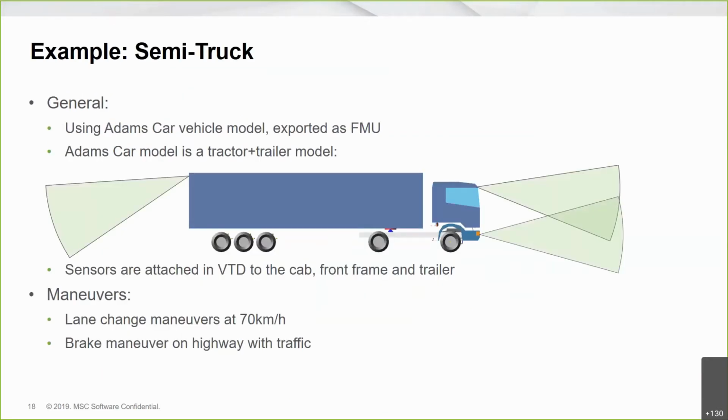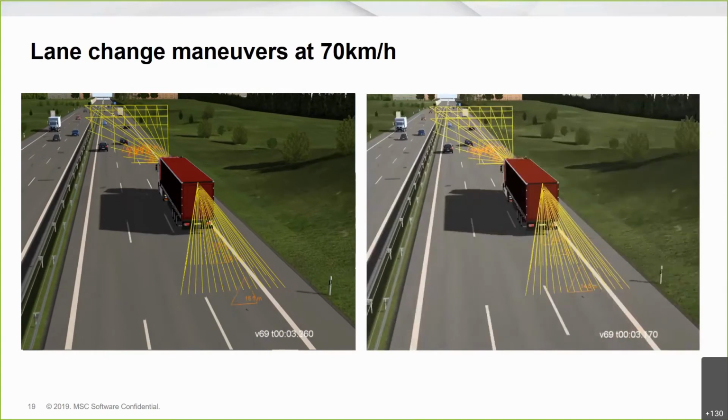So for the semi-truck example here, what we are doing is basically exporting the Adams Car truck model as an FMU, and we're importing that into VTD. So in this case, we're using the functional mock-up interface connection, and VTD is the master and the Adams Car model is the slave. And we're performing two maneuvers. The first is the lane change maneuver. There are going to be 3 lane changing maneuvers at 70 kilometers per hour. And the second scenario is a brake maneuver on the highway.